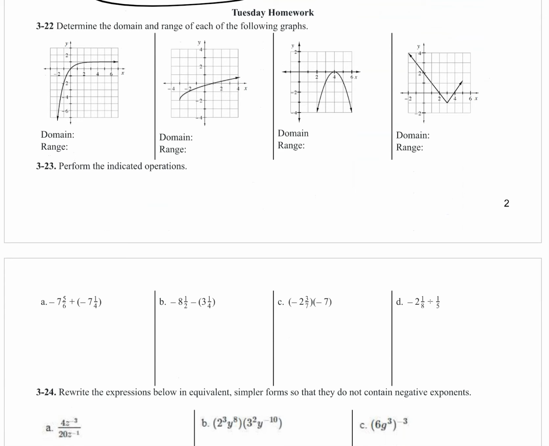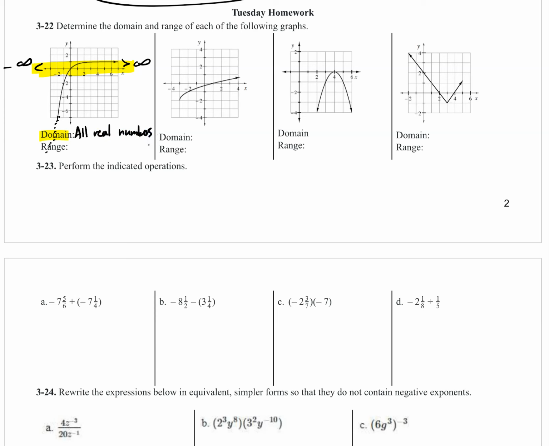3-22. Determine the domain and range of each of the following graphs. Let's start with this first one. Domain is left to right. So as I trace this graph out towards the right, there's an arrow, goes to infinity. And as I come towards the left, this graph goes down, but also it goes left forever to negative infinity. So the entire x-axis gets covered by the domain. This is all real numbers.